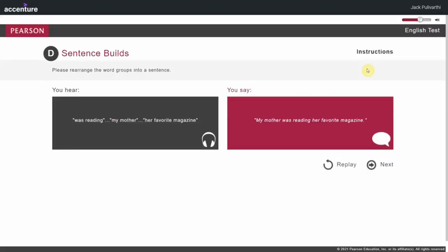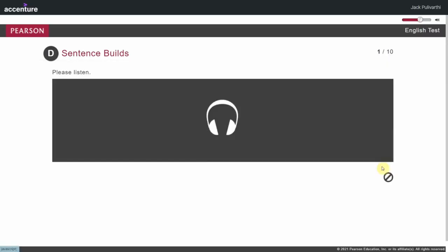Part B. Sentence builds. Now please rearrange the word groups into a sentence. For example, a voice says, was reading. My mother. Her favorite magazine. And you say, my mother was reading her favorite magazine. Was living by himself. That their only son. They didn't know.